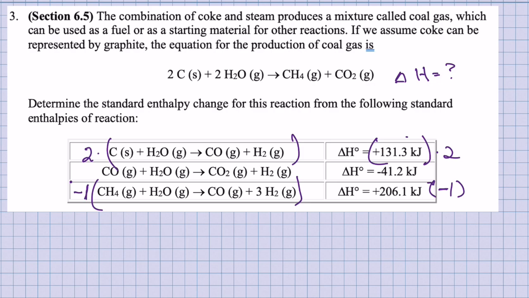All right. So let's add them together to make sure they're going to give us the overall reaction. So I'm going to write them all here again. So we've got 2 carbon plus 2 H2O goes to 2 carbon monoxide. And again, this is because I multiplied everything by 2 in that first reaction. All right, my second reaction I'm leaving as is, so I'll just go ahead and rewrite that.